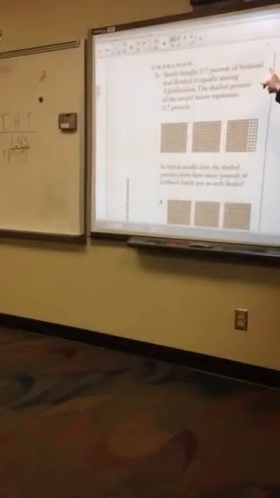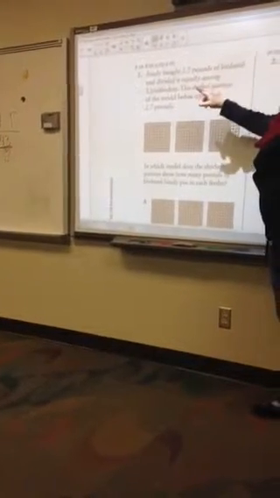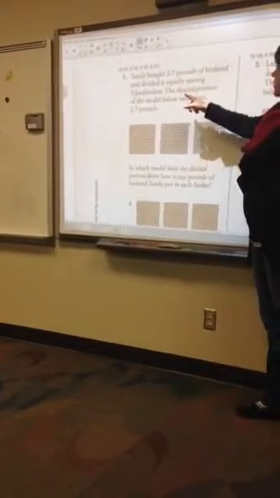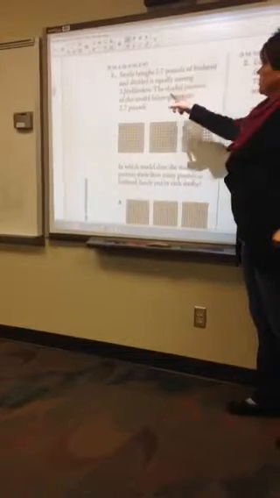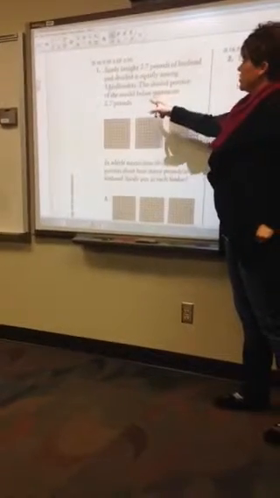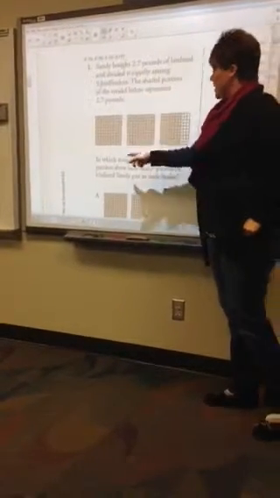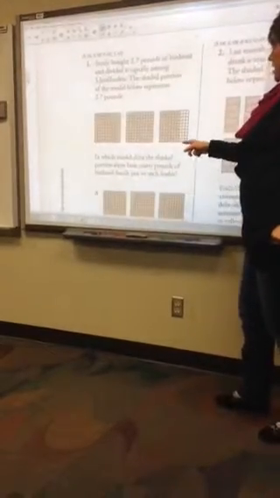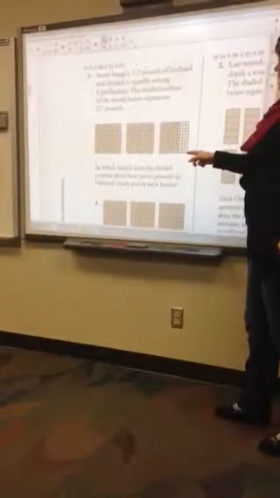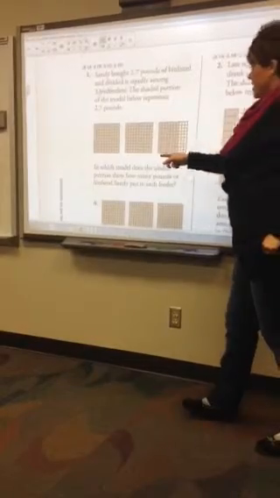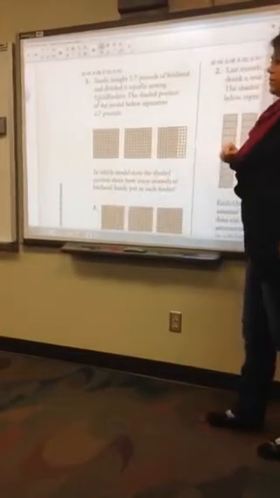Sandy bought 2.7 pounds of bird seed and divided it equally among 3 bird feeders. The shaded portion of the model below represents 2.7 pounds. In which model does the shaded portion show how many pounds of bird seed Sandy put in each feeder?